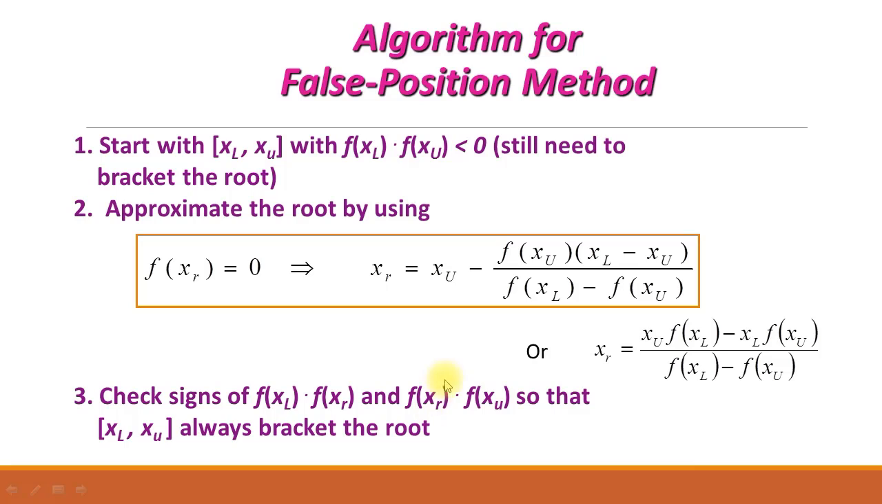And if the function has opposite sign at xu and xr, then we replace xl by xr and xu will be as it is. Similarly, if the function has opposite sign at xl and at xr, then we replace xu by xr and xl will be as it is. Now for the other roots, xl and xu always bracket the roots.